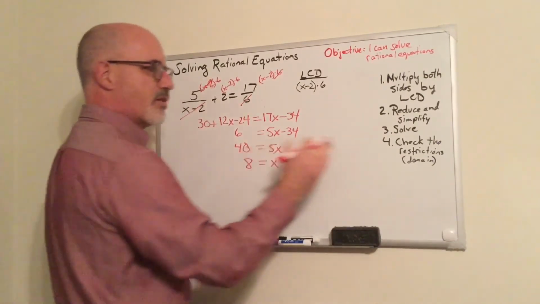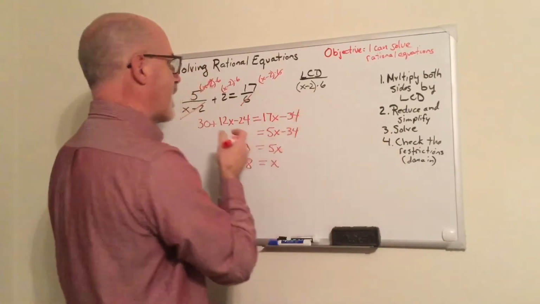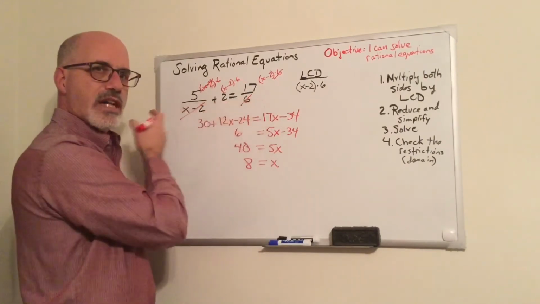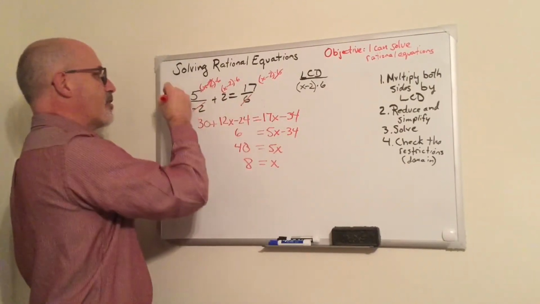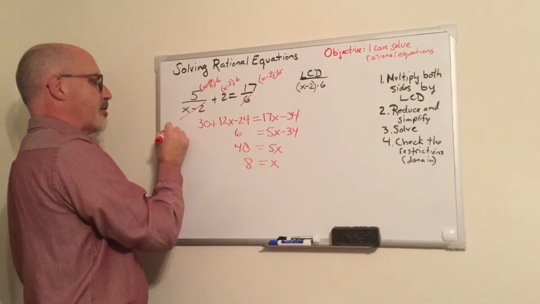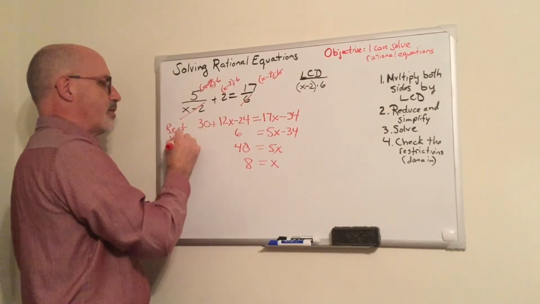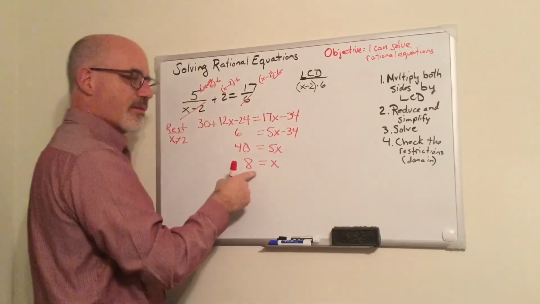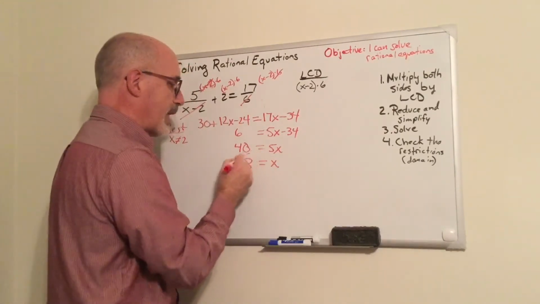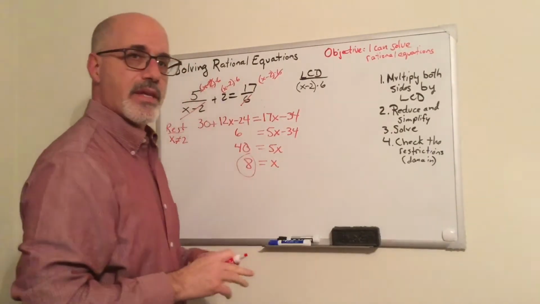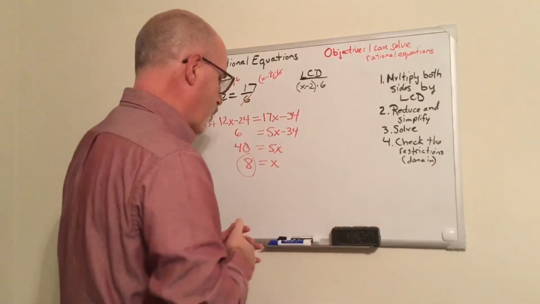Now, it's critical to check your restrictions on your domain. Look at the original denominators. On this one, the restriction is that x cannot equal 2. So because of that, we're okay with this answer. So 8 is our answer for this one. All right, let's do a few more.